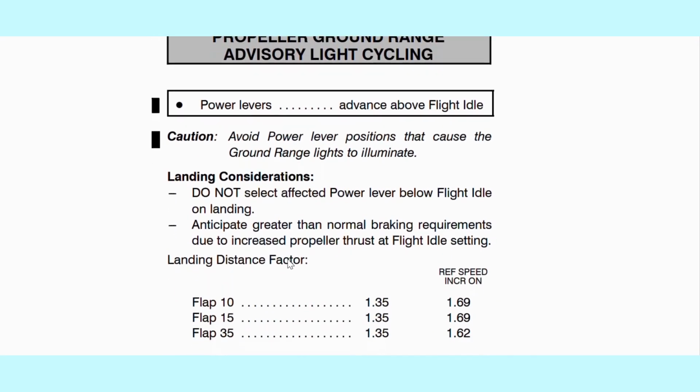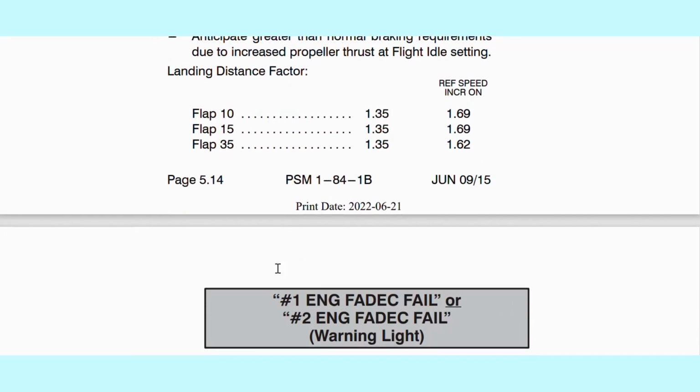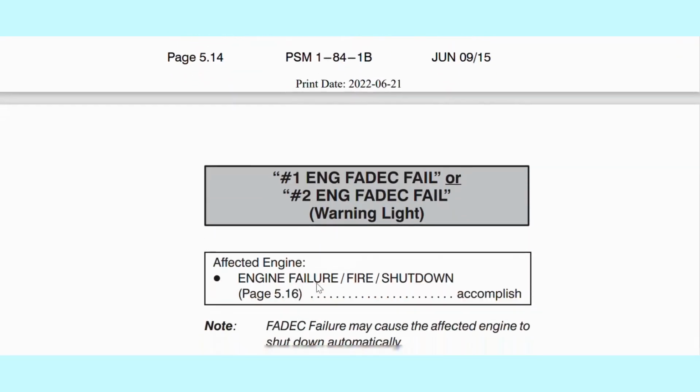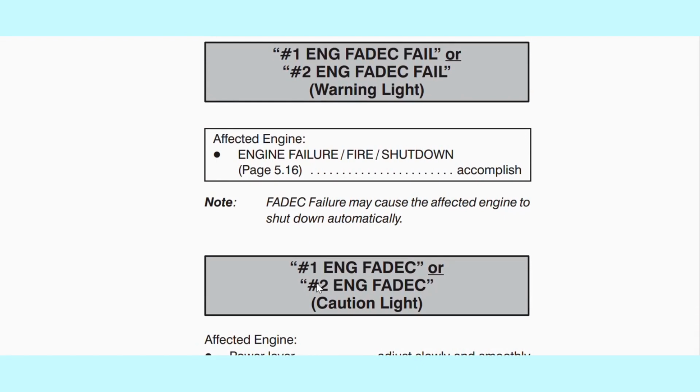FADEC fail. FADEC fail warning light is a memory item. If you have a FADEC failure, FADEC is the brain of the computer. If that has failed, it means the engine will not perform at all in a nice way, which you don't want. Shut down the engine. Simple as that, period. Shut down the engine, that's it.